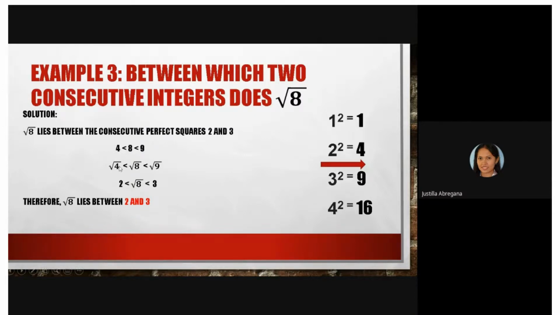So extract the square roots. The square root of 4 is equal to 2, and the square root of 8 is not a perfect square. The square root of 9 is equal to 3. So meaning the square root of 8 is between 2 and 3. Therefore, the square root of 8 lies between 2 and 3. So these are the two consecutive integers between which the square root of 8 lies.